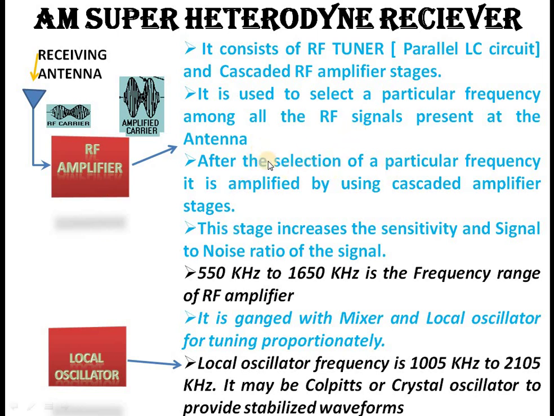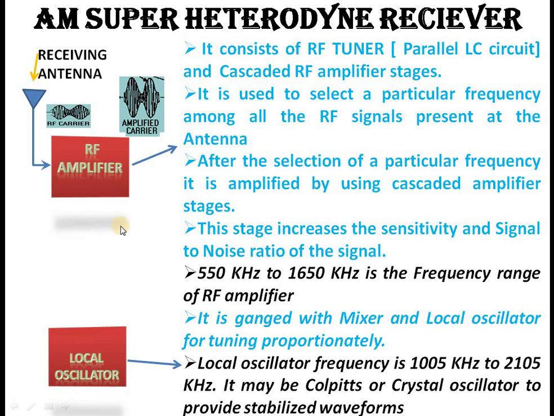After the selection, the signal should be amplified because the receiver is far from the transmitter. While transmitting, the RF carrier would have lost its strength. So, we use cascaded amplifier stages until it reaches our desired strength. This stage increases the sensitivity and the signal to noise ratio of the signal. The RF amplifier stages have a frequency range from 550 kHz to 1650 kHz.